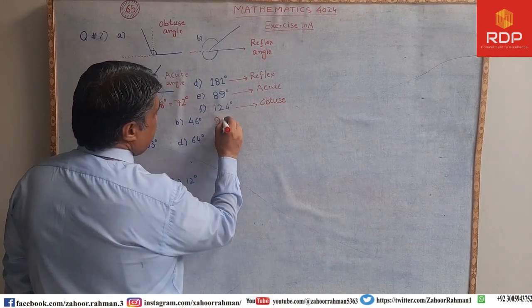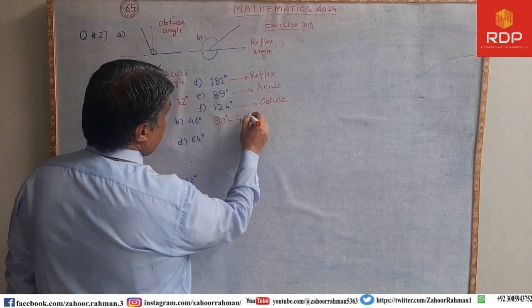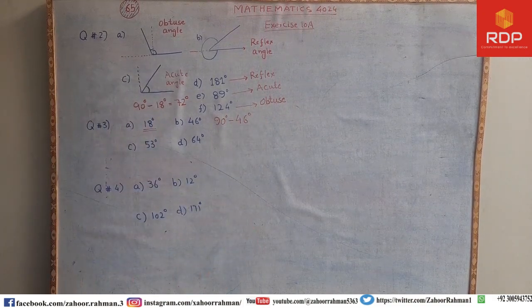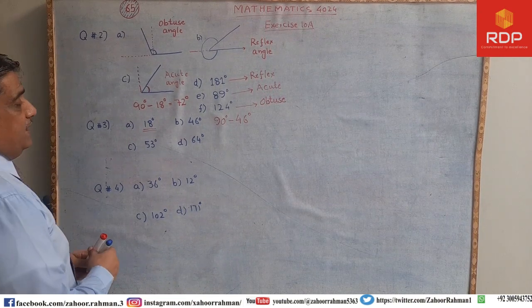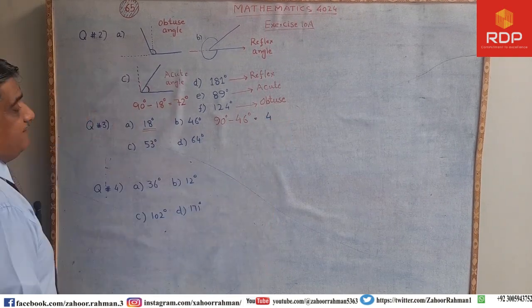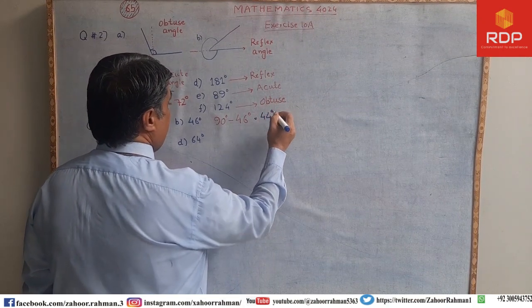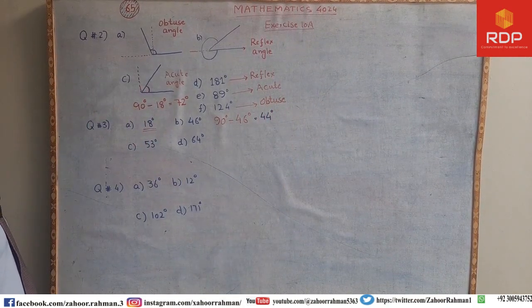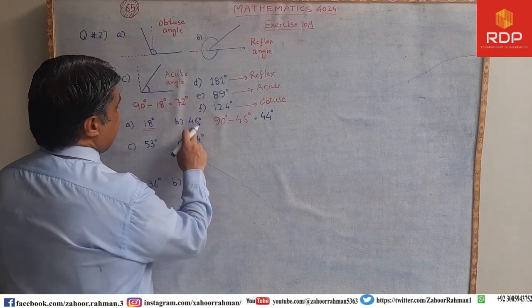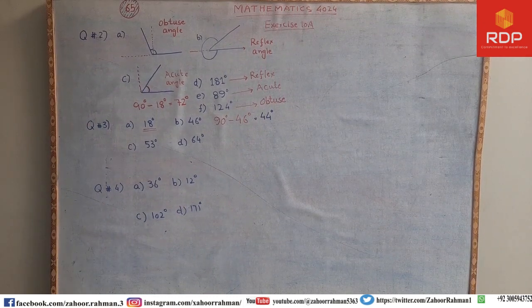Similarly, from 90 degrees we subtract 46. Why from 90? Because we are finding the complementary angle. So we will get 4, and from 8 we subtract 4, so it will be 44. So you can write that the complementary angle of 46 is equal to 44 degrees.